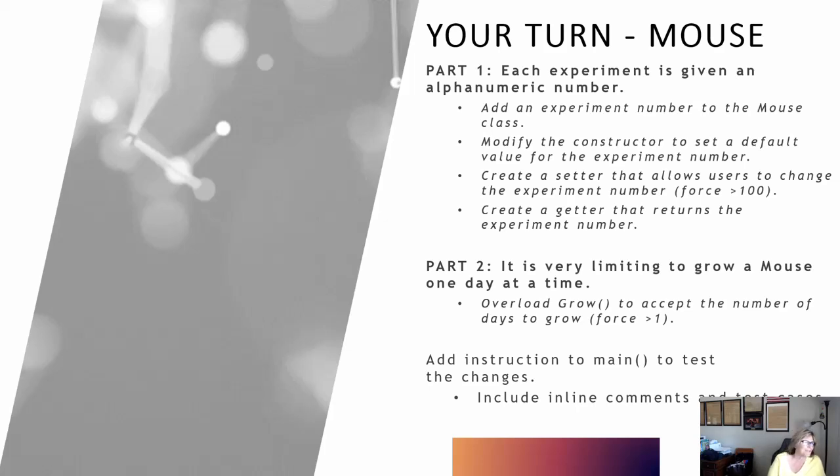And then, because we celebrate holidays, right? And maybe we go home for the weekend, it is very inconvenient to grow a mouse one day at a time. You might want to go on a holiday. And so what I want you to do is overload the grow function to accept a number of days that you want the mouse to grow. It needs to be a number that is greater than 1 because our normal grow function automatically grows our mouse by 1. And as always, I want you to add instructions to main so that you can test the changes that you're making and include inline comments and test cases.